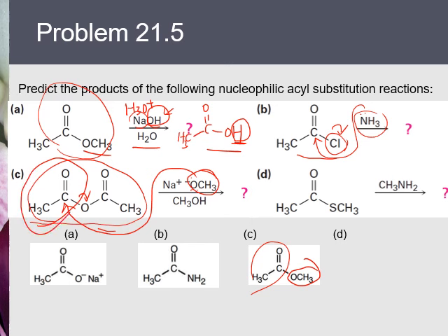Okay, next one, the last one is thioester. Now, thioester is very similar to ester. Okay, oxygen and sulfur, they are very similar. So this is aminolysis again. So the amine attacks the carbonyl and thiolate leaves as a leaving group, and you get amide.